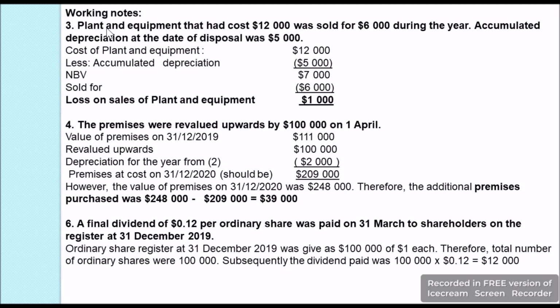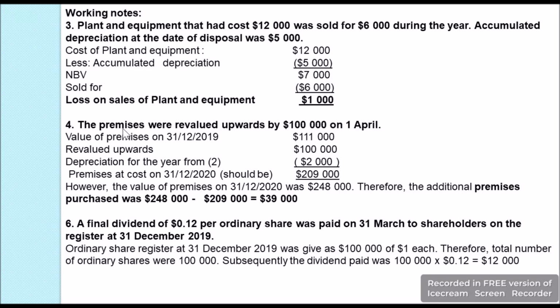In the third bit, it is stated that the plant and equipment that had a cost of $12,000 was sold for $6,000. The accumulated depreciation at the date of disposal was $5,000. So the cost of plant and equipment which was sold was $12,000, and if we subtract the accumulated depreciation of $5,000, the net book value of the plant and equipment which was sold was $7,000. However, Y Limited was able to sell it only for $6,000. That means there was a loss on the sale of plant and equipment of $1,000.